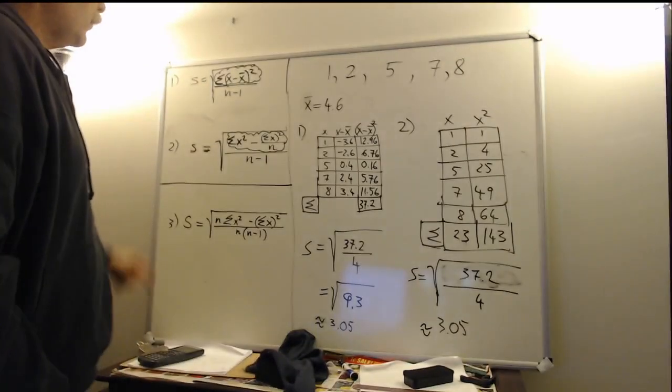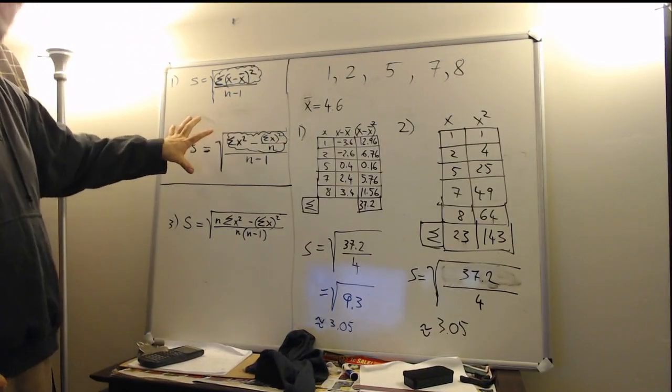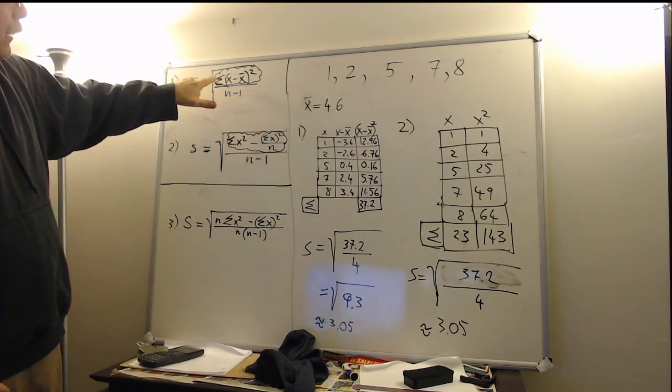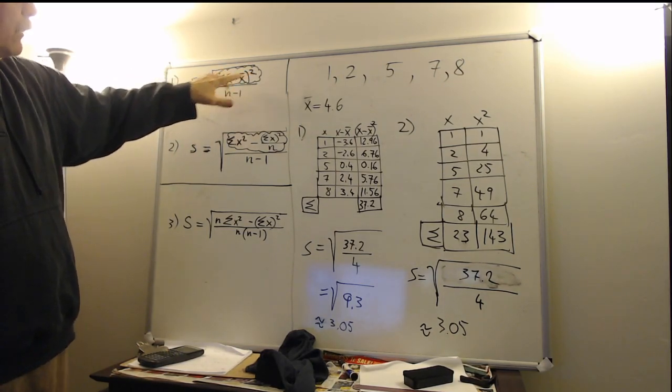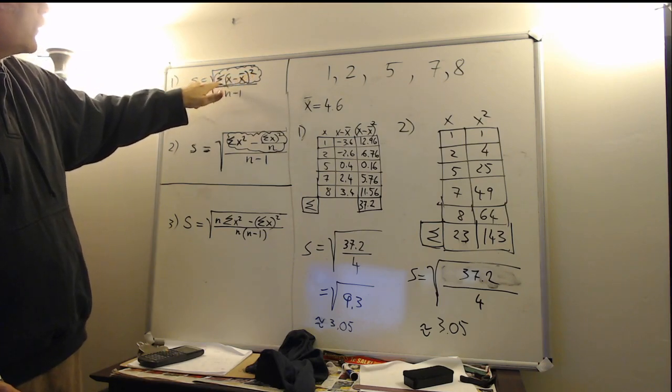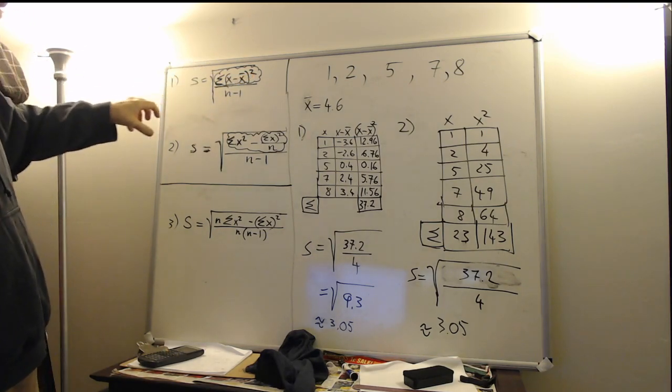Okay? So whether you like to use this formula or this formula, I'm going to keep on using this formula. Again, this thing here, the sum of x minus x bar squared, you have to do first x minus x bar for every data point, then you have to square every data point, and then you sum at the end. The sum goes at the end.